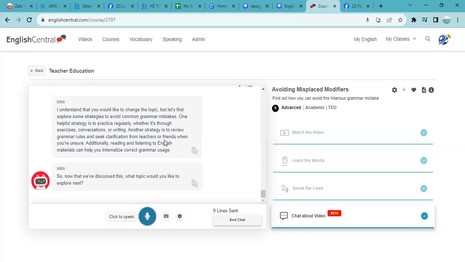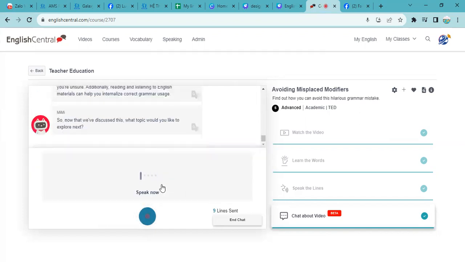Another strategy is to review grammar rules and seek clarification from teachers or friends when you are unsure. Additionally, reading and listening to English material can help you internalize correct grammar use. So thus we are discussing what topic would you like to explore next, right? Okay.